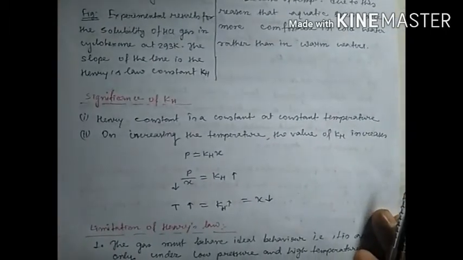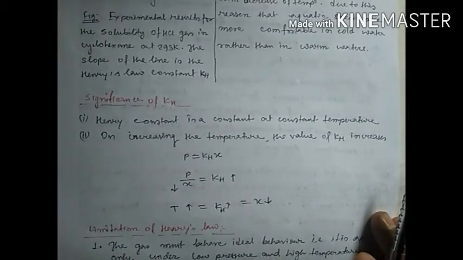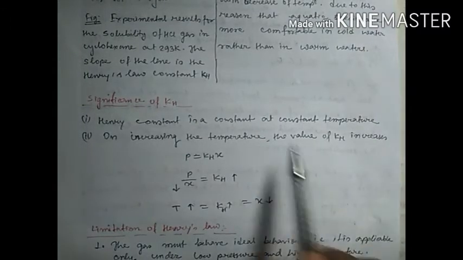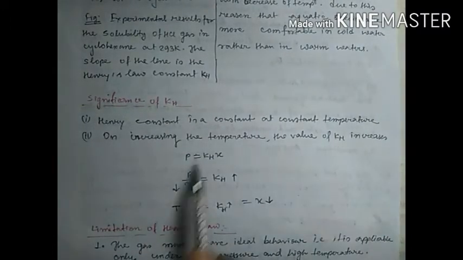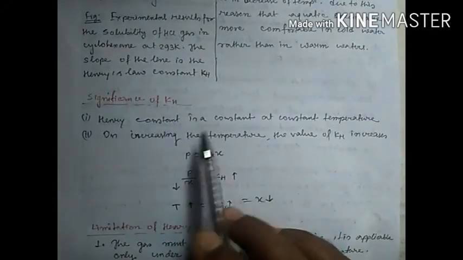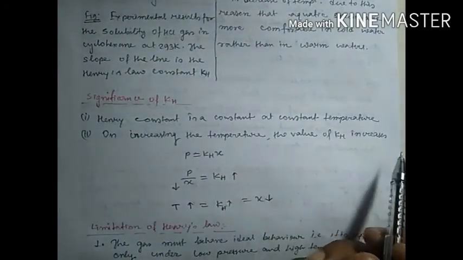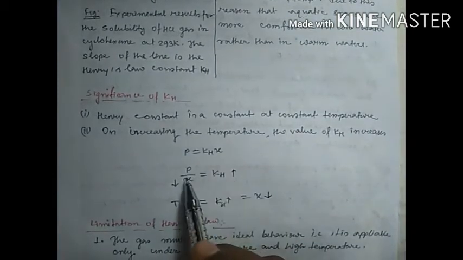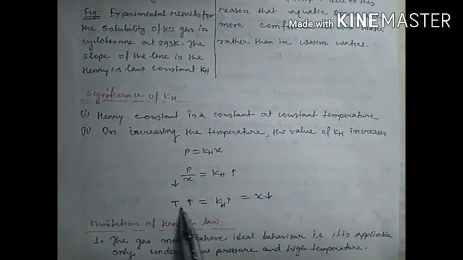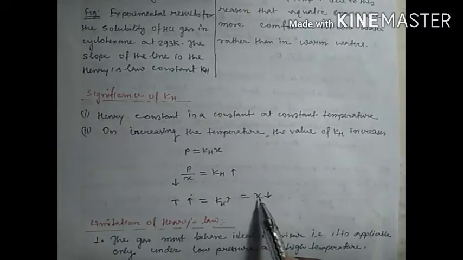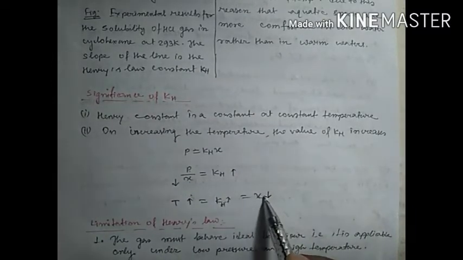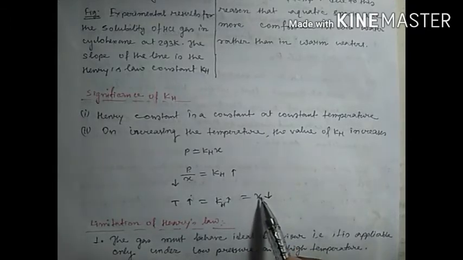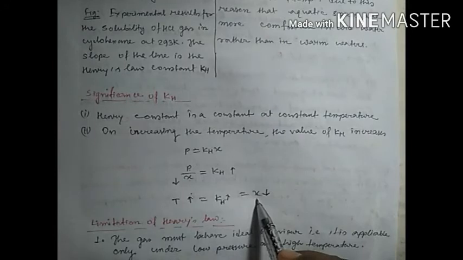Now, what is the significance of Kh? You can say, what is the importance of Kh? Henry's law constant is a constant at constant temperature. That means it is fixed at a temperature. If you change the temperature, then Henry's law constant will change. On increasing the temperature, the value of Kh increases. P equal to Kh, P by X equal to Kh. Now with increasing temperature, Kh also increases, but X, that means xi, will decrease. That means solubility of gas in solvent will decrease.